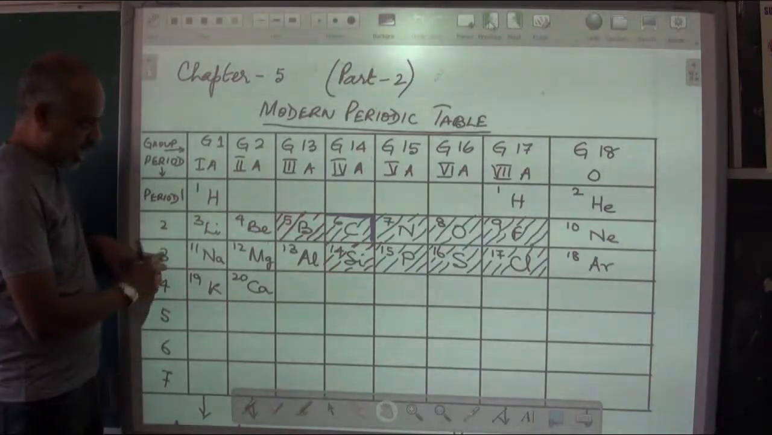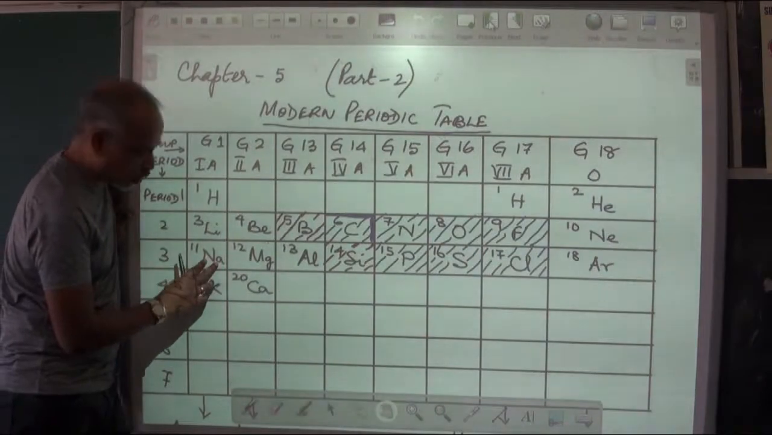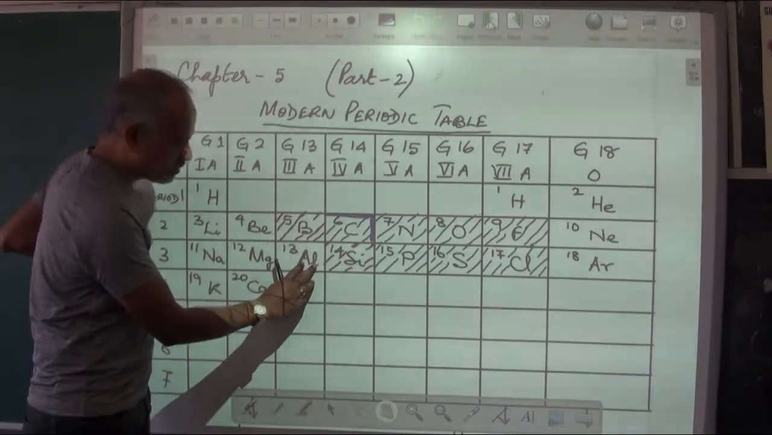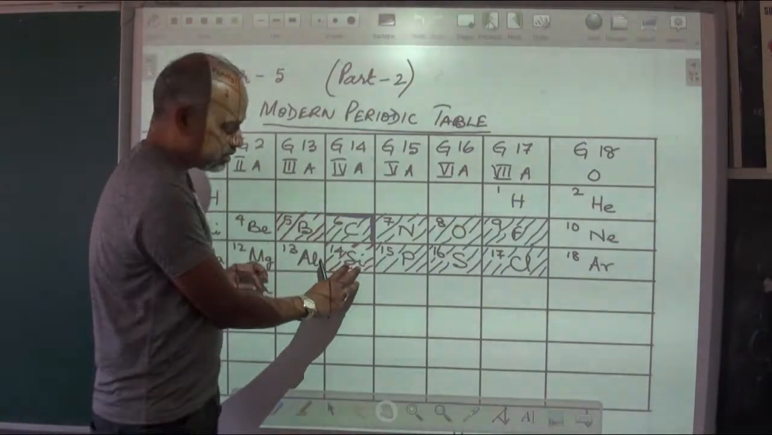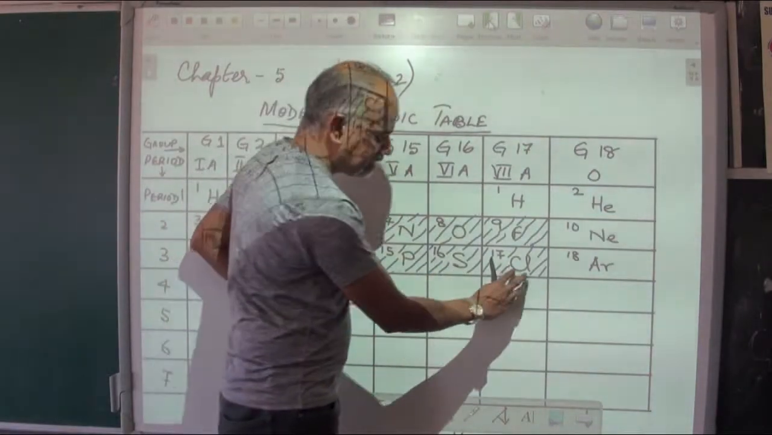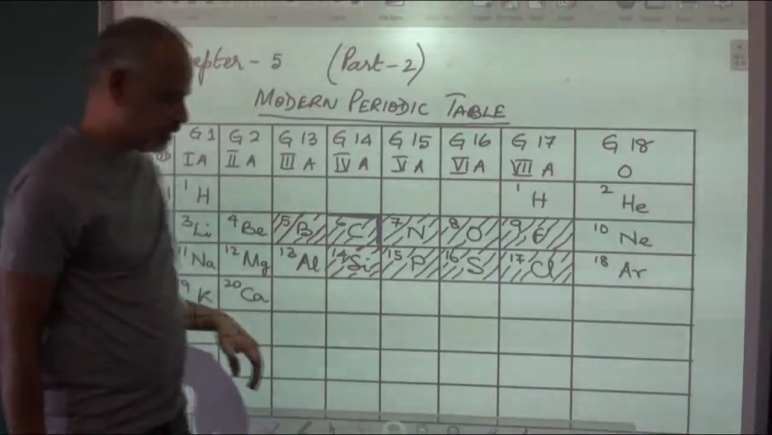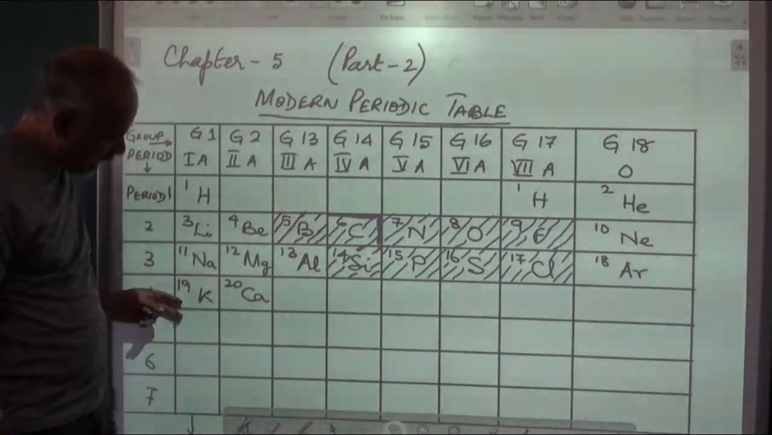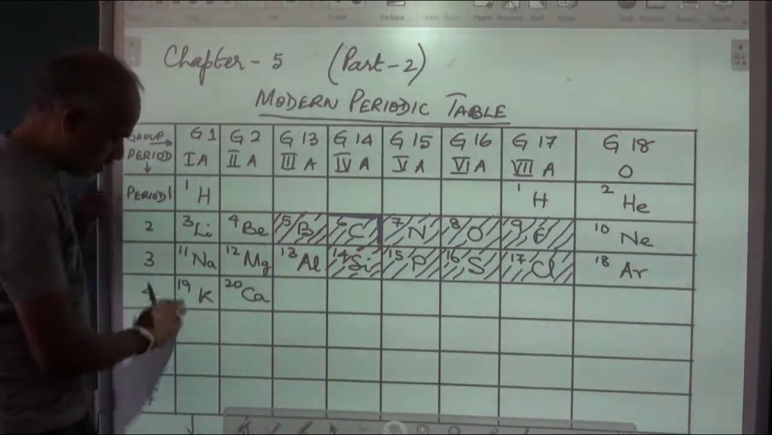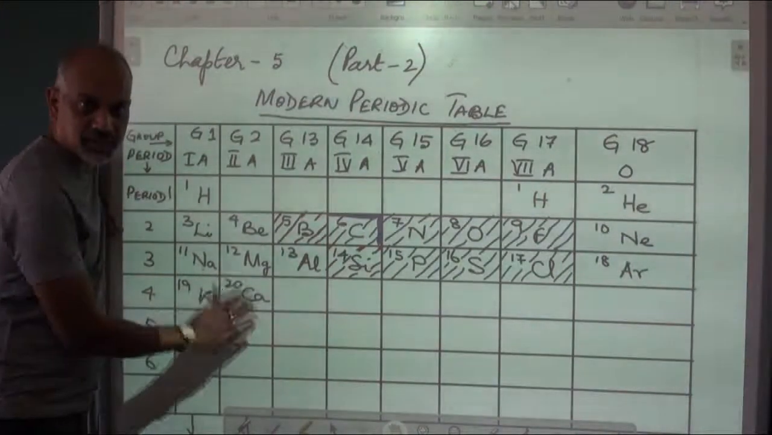Period 3 has again 8 elements. The 8 elements are Na is sodium, Mg is magnesium, Al is aluminium, Si is silicon, P is phosphorus, S is sulfur, Cl is chlorine and Ar is argon. And period 4 has many elements, but you will learn only the first 2. That is, K, which is potassium, and Ca is calcium.